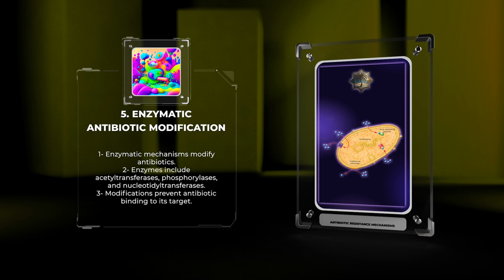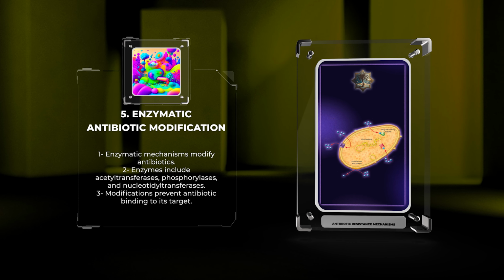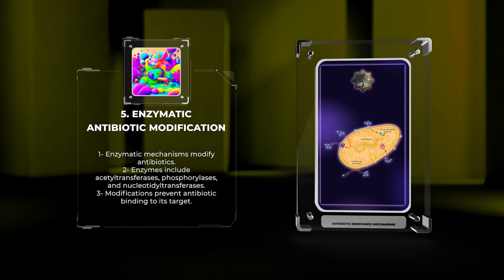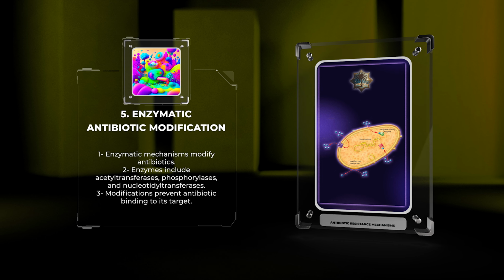Bacteria have developed sophisticated enzymatic mechanisms to modify existing antibiotics, rendering them ineffective. These modifications include the addition or removal of functional groups or chemical moieties from the antibiotic molecule.